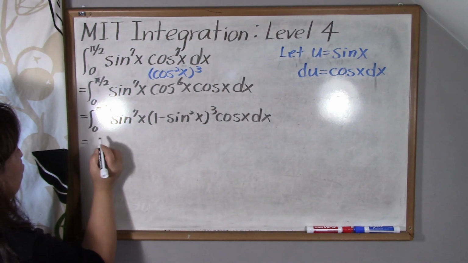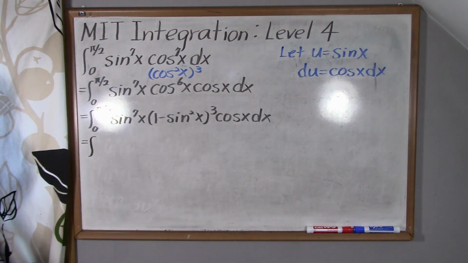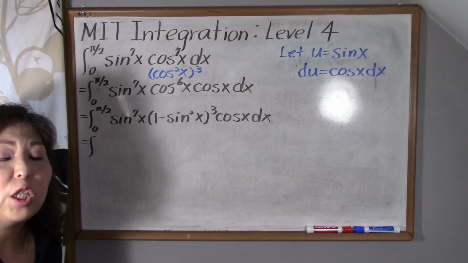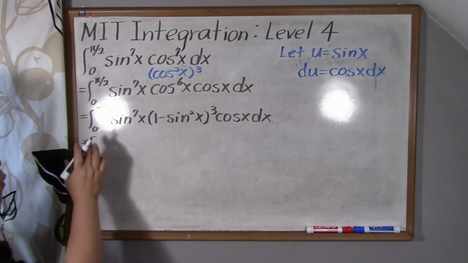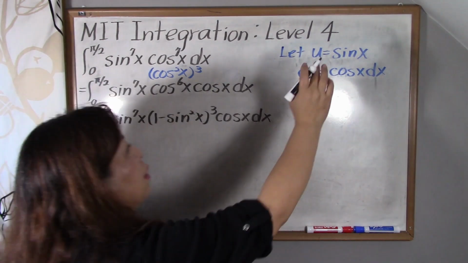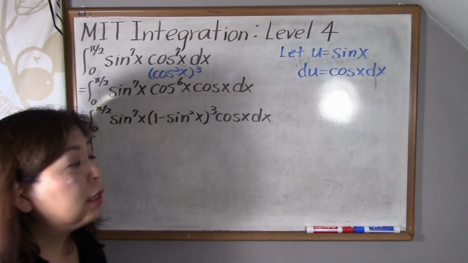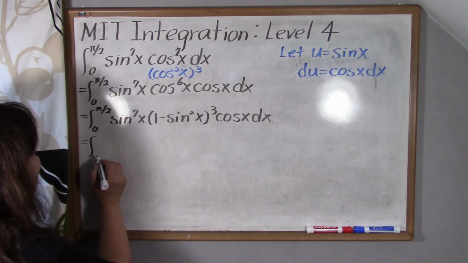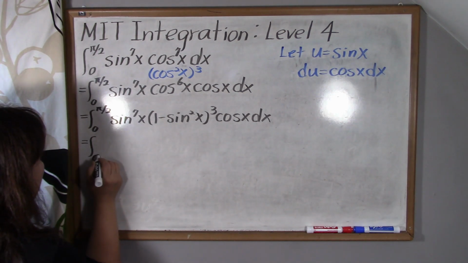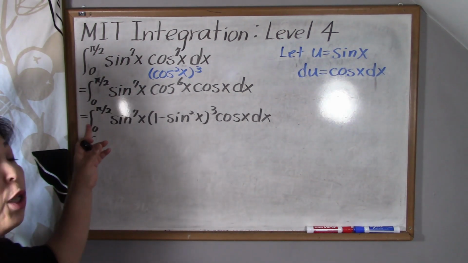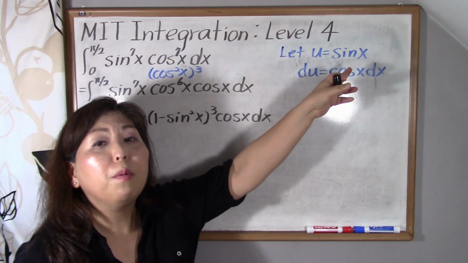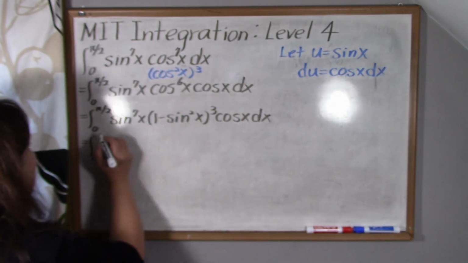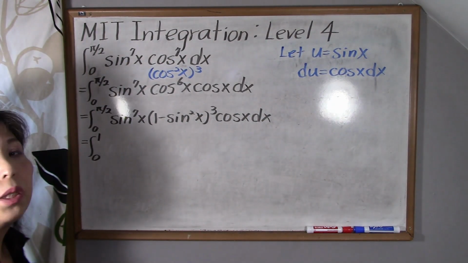So I is equal to the integral. However, the bound is going to be different with respect to u. So lower limit 0: we're going to plug 0 into x. Sine of 0 is 0. So lower limit u is 0. Upper limit pi over 2: sine of pi over 2 is 1. Upper limit u is 1.